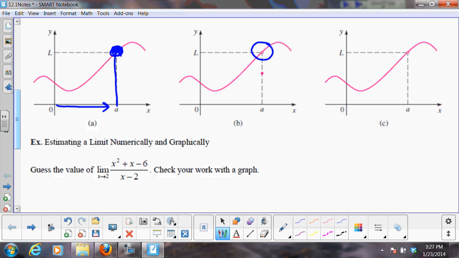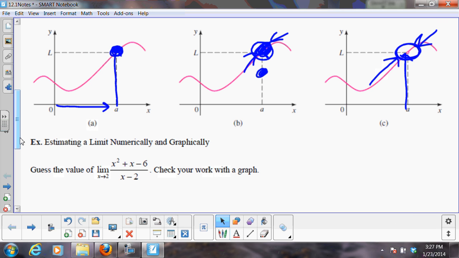Sometimes there's a hole there. The limit is still that spot. The function doesn't exist at this spot right here. It exists here, but the limit is up here because it comes from the left, comes from the right, and that's where the limit is. So even if there's no value of what it equals and there's still a hole, the limit is still at this spot. All right. It says estimate the limit numerically and graphically. We're going to do it in the graph.